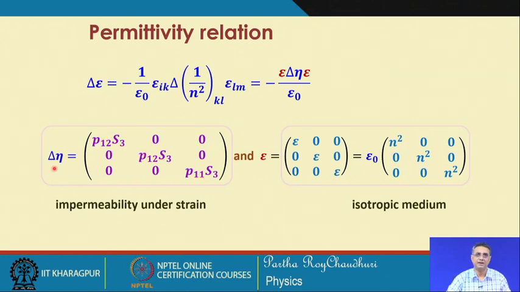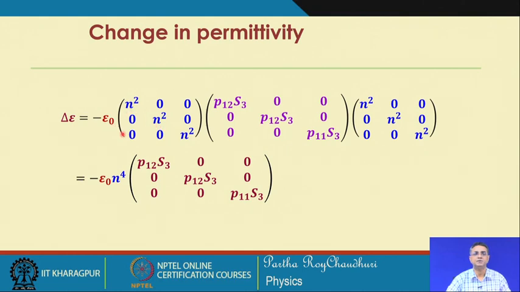So, that is your delta eta, the change in the impermeability tensor, and for an isotropic medium, this is the form of the permittivity tensor in the principal axis system: all of them are n square, n square, n square. So, we have to post multiply and pre multiply with these two matrices from this side and this side. Therefore, the transpose and this matrix as a post and pre multiplier will give you this form, that is minus epsilon 0 and this permittivity tensor, which, on multiplication with this and then with this, will give us n to the power of 4 outside, and inside we will be able to retain the same form because of the specific nature of this form.